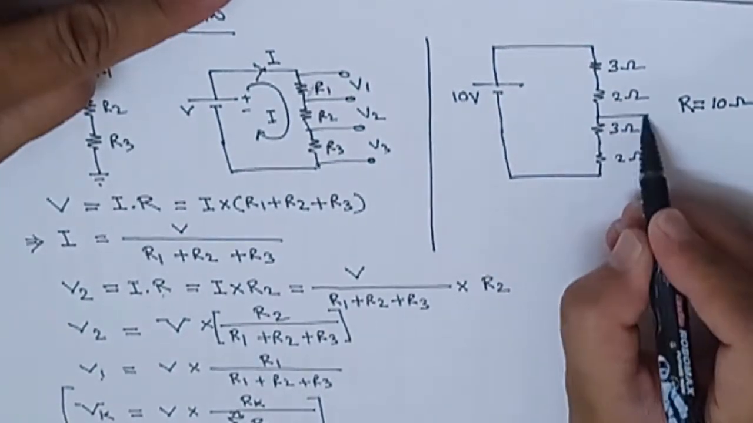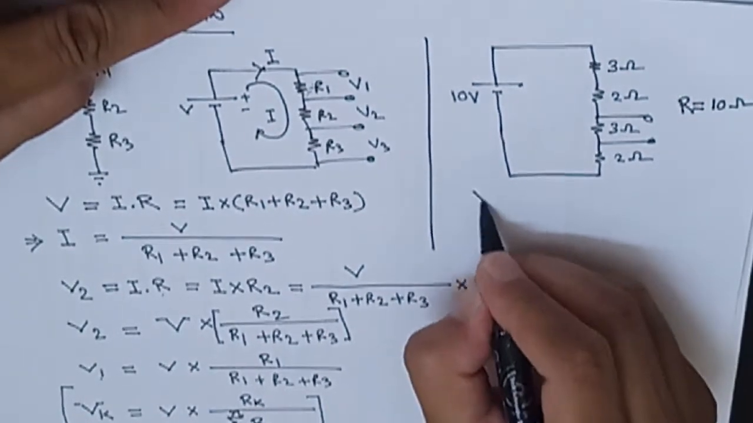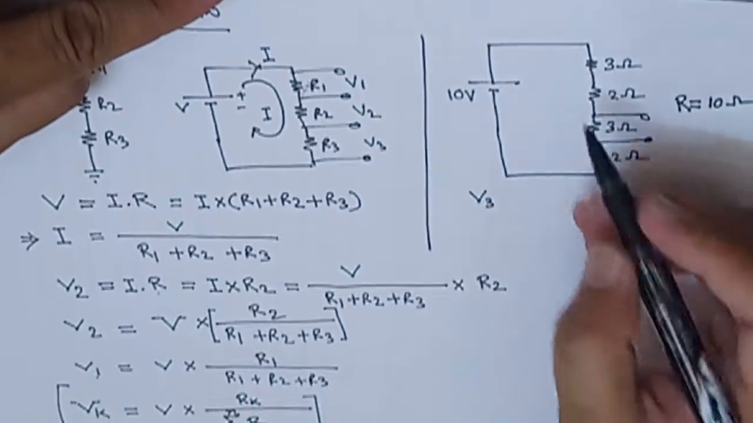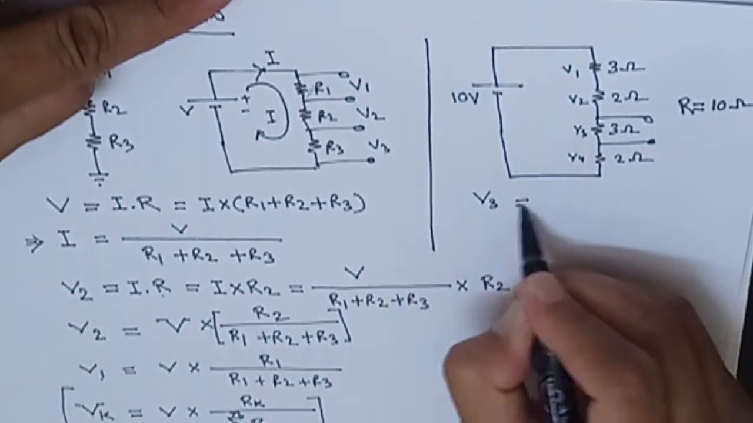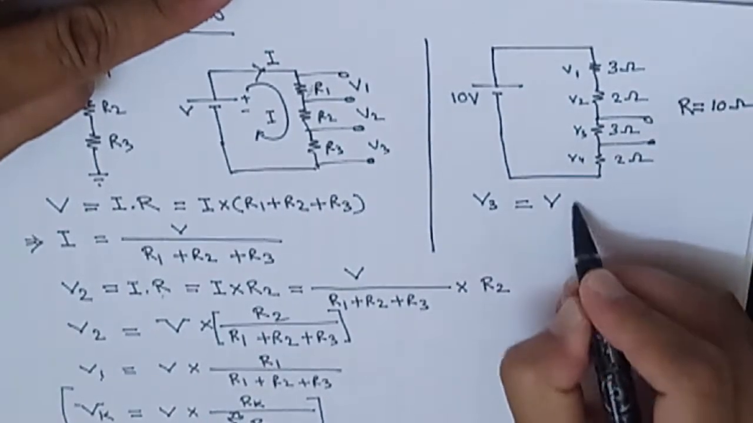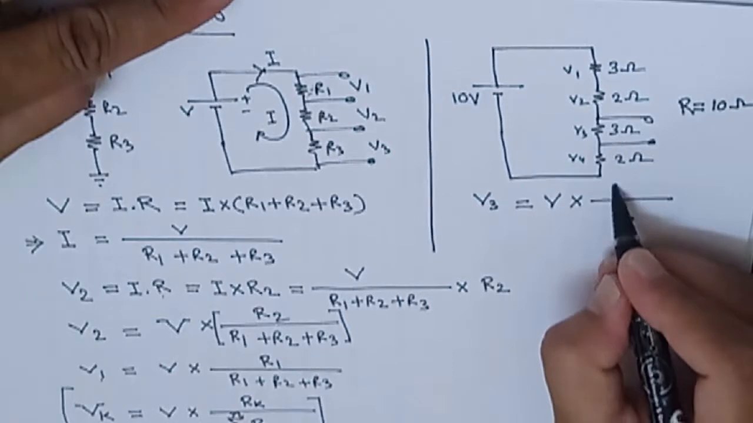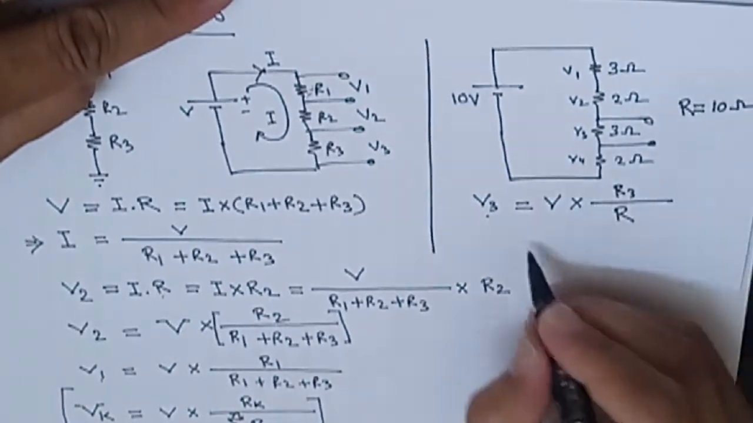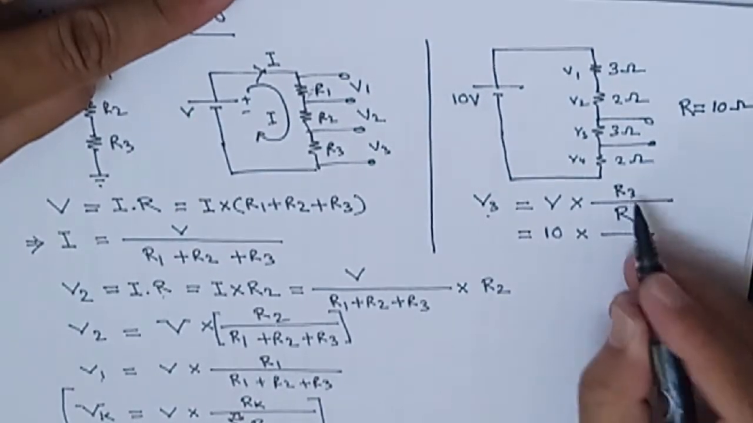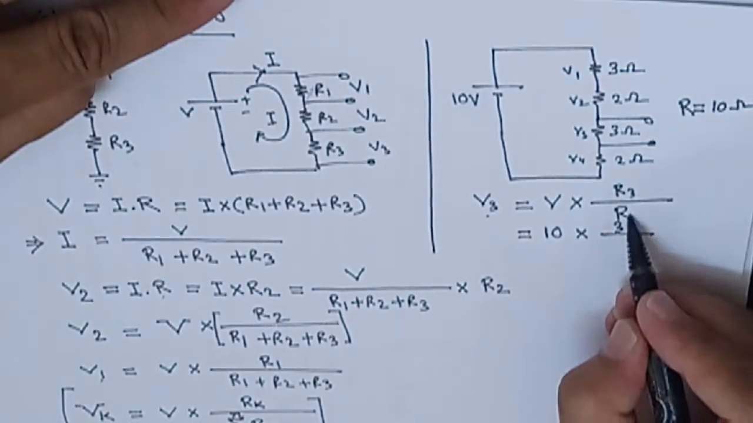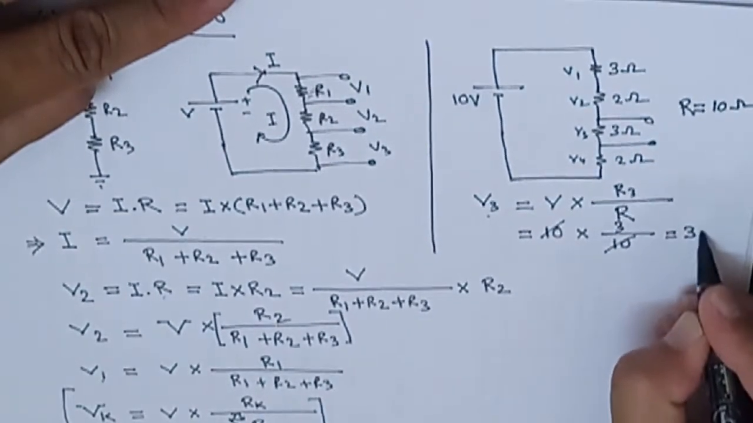We want to know the voltage across the 3 ohm resistance. How to get it? Now we will apply the formula. V3 means you can consider V1, V2, V3 and V4. So you have to apply the total voltage into the resistance across R3 divided by the total resistance, that means V3, this resistance. So here you will find V equal to 10 volt into R3, how much is it? 3 ohm. And how much is R total? 10 ohm. So cut these two, you will get 3 volt.